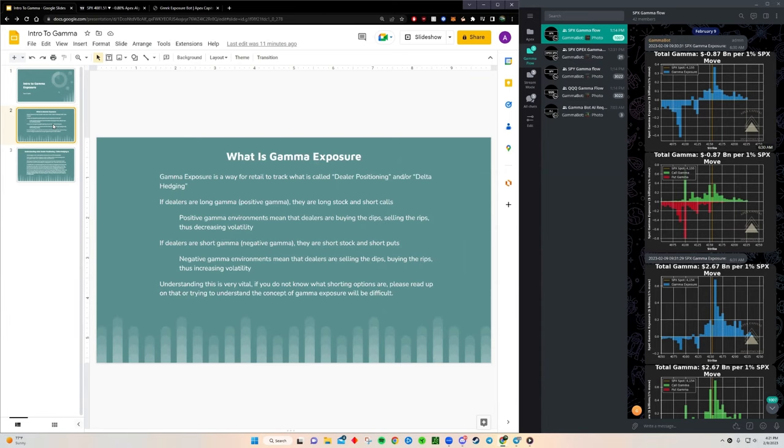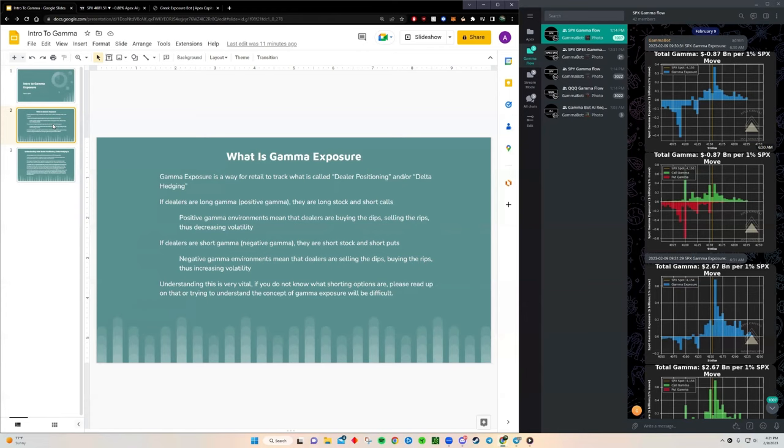Positive gamma environments mean that dealers are buying the dips and selling the rips, thus decreasing the volatility within the market. If dealers are short gamma or negative gamma, they are short stock and short puts. Negative gamma environments mean that dealers are selling the dips, buying the rips, thus increasing the volatility within the market.